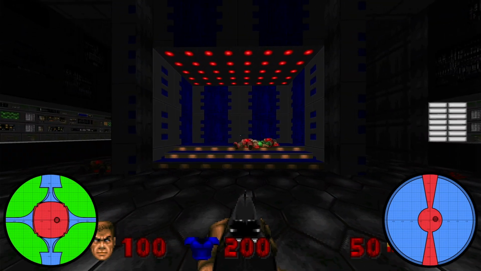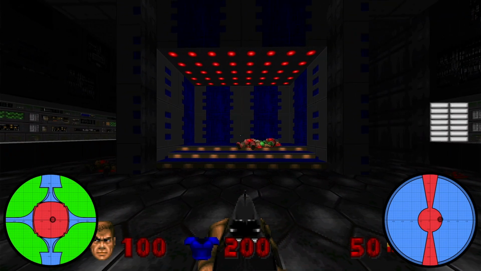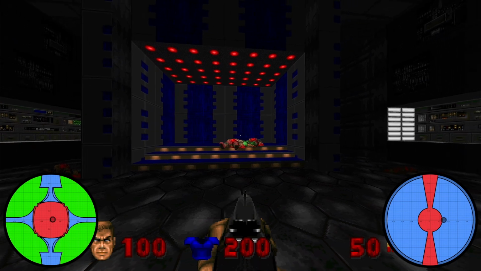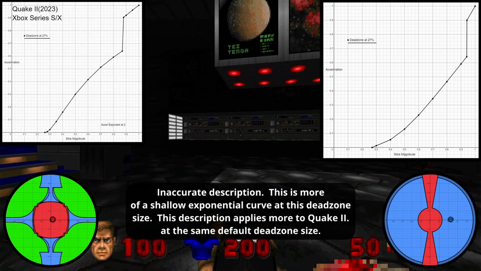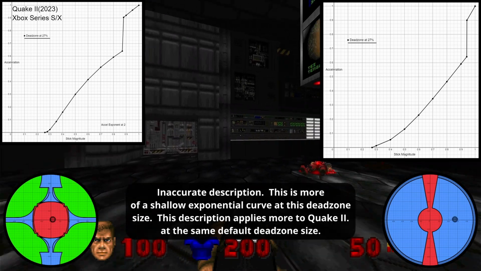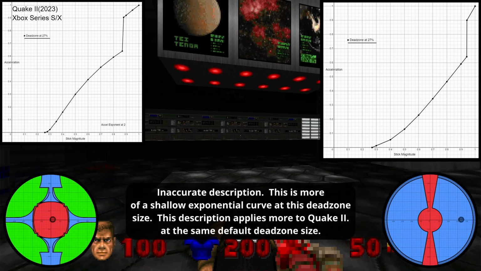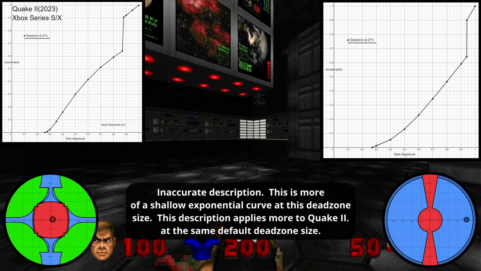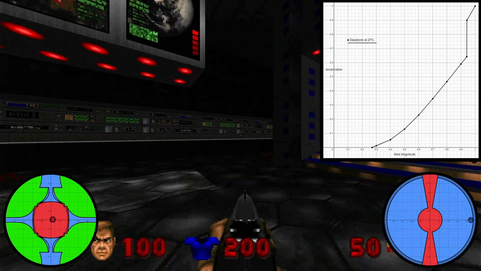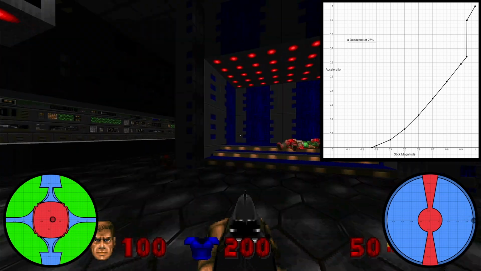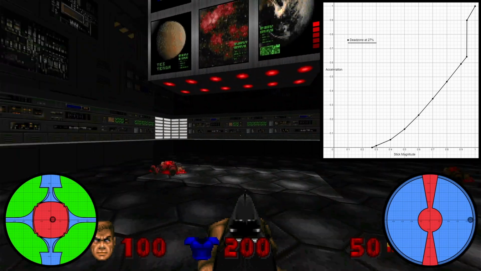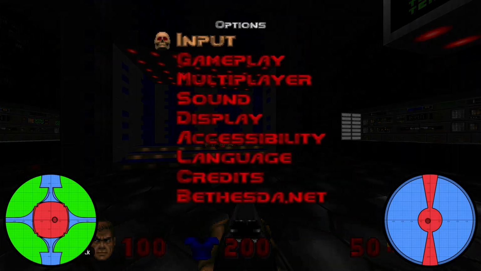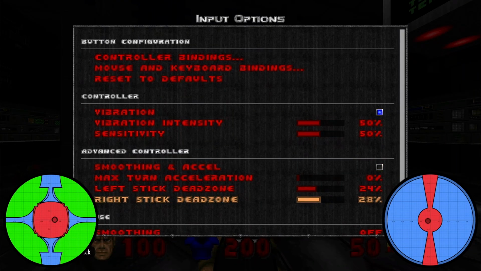Since the curve changes with the dead zone size, we'll cover that. So at 27%, this is sort of a shallow S-curve. So it starts a little slower than normal, but then builds up a little faster than normal, and then begins to taper off. And there's a slight jump in acceleration, and then it increases slightly till its maximum. So looking at the maximum dead zones, we have 50%.